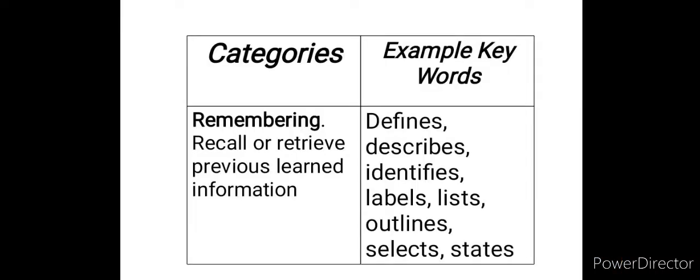Let us study the cognitive categories with the example keywords for each in the new version of the taxonomy. The first category is remembering. It is recall or retrieve previously learned information. The example of this is the student can name the different states of matter. The appropriate learning outcome verbs for this level include defines, describes, identifies, labels, lists, outlines, selects, and states.